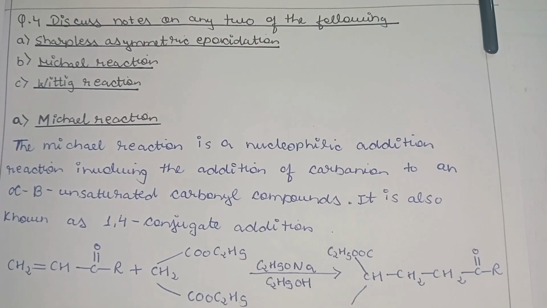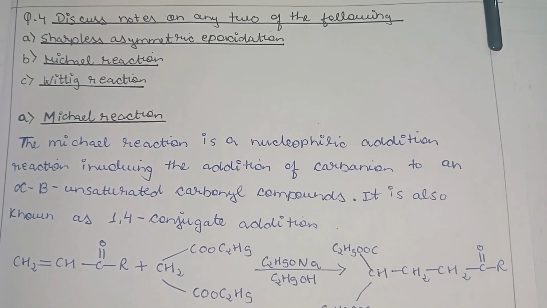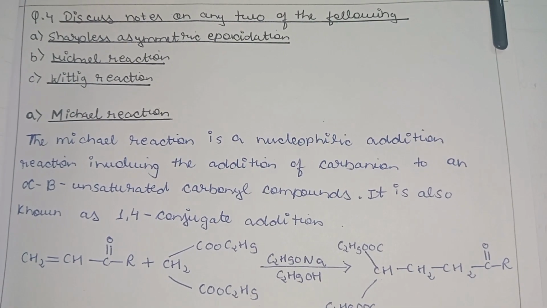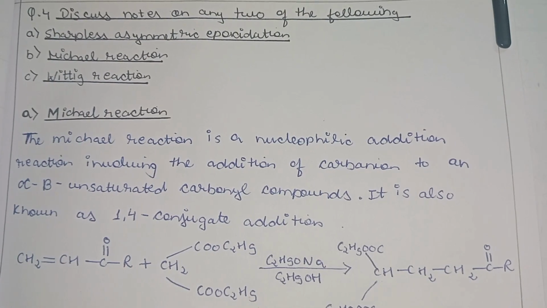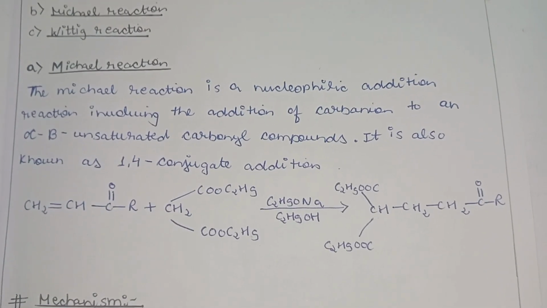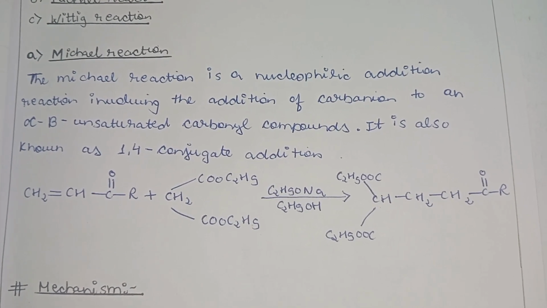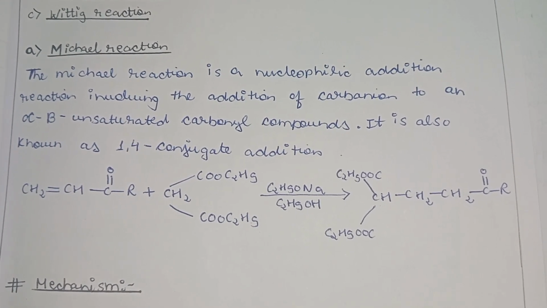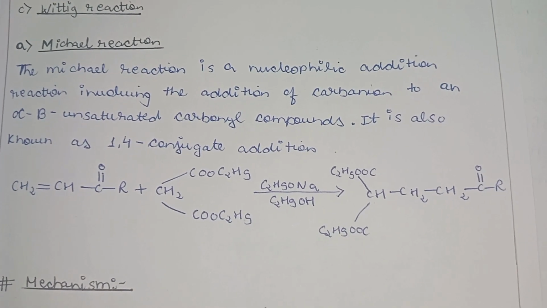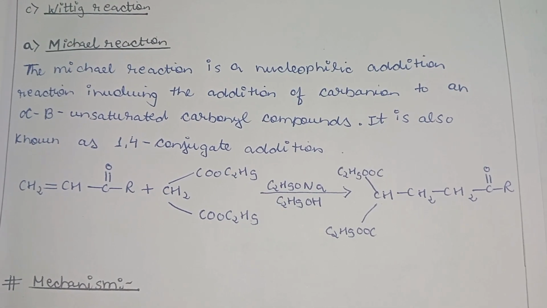This is the fourth question. Discuss notes on any two of the following. A. Sharpless asymmetric epoxidation. B. Michael reaction. C. Wittig reaction. Michael reaction. The Michael reaction is a nucleophilic addition reaction involving the addition of carbanion to an alpha-beta unsaturated carbonyl compounds. It is also known as 1,4 conjugate addition.